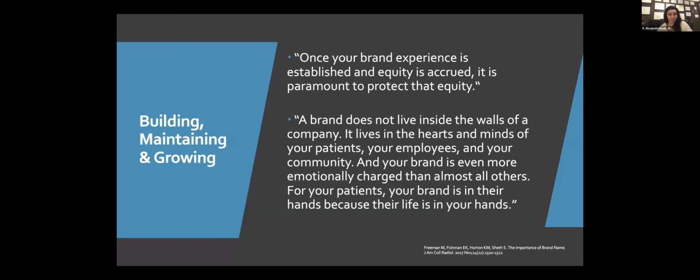And I love this quote because it reminds us as physicians that brands don't live inside the walls of a company, right? We're not members of a company, we're members of a practice. It lives inside the hearts and the minds of our patients, of the employees, of the team that we work with, and of our community. And our brand as physicians is very emotionally charged, more so than any other personal professional brand, because for our patients, our brand is in their hands because their life is in our hands.